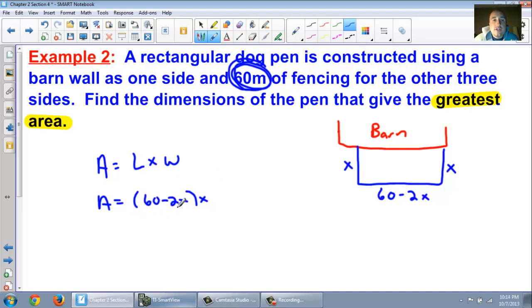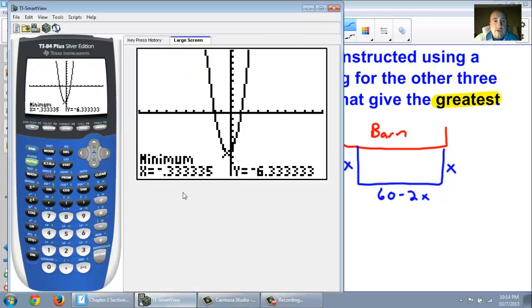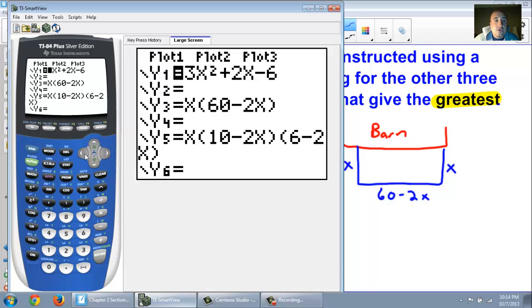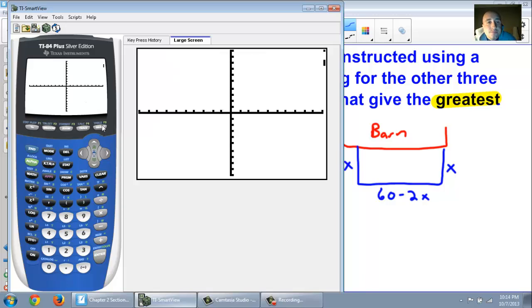We're now going to use the calculator to find the greatest area. So now I'm going to go back to y equals. I'm going to turn off the first one, and if you notice, I have 60 minus 2x times x. Now they're just reversed, but the order does not matter. So we're going to graph it. And I cannot see anything. But we're trying to find the greatest area, so we're trying to find a maximum.